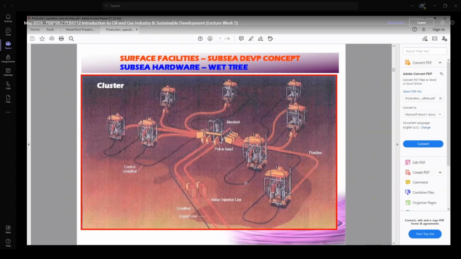Okay, here is a typical offshore wet tree, right? Where we gather the production from this well, and gather it to the manifold, then finally it goes to the export line to the surface.